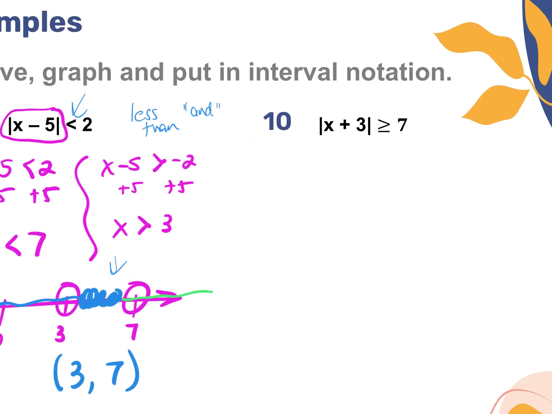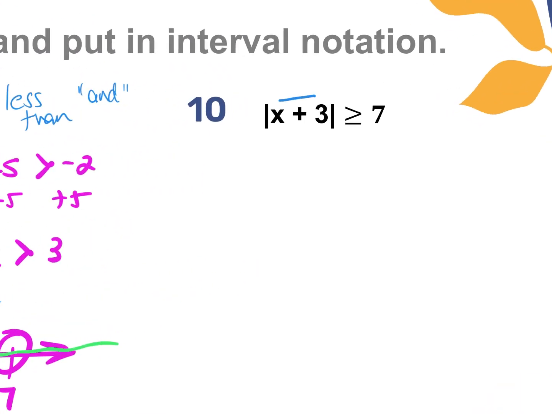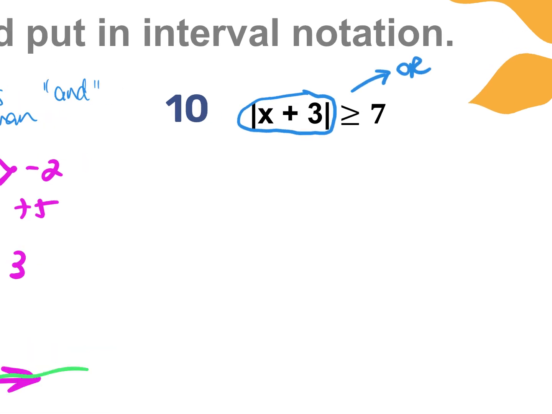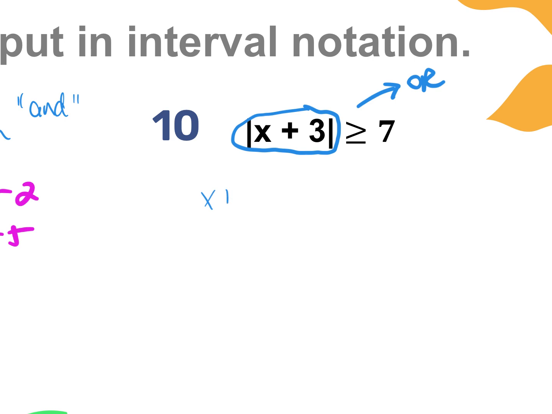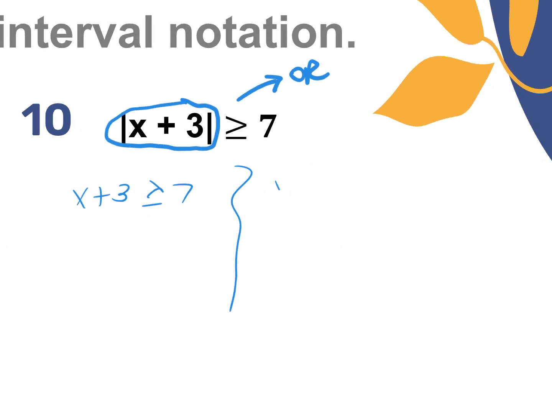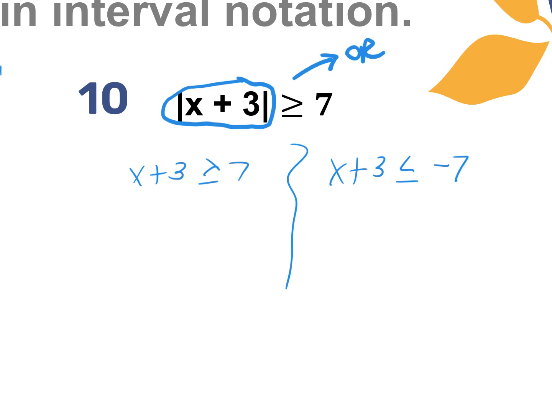Let's look at number 10. All right, isolate. Is my absolute value all by itself? Okay, what kind of a sign does this say? Greater. I'll show you what that means in a second. So let's go ahead and rewrite this 2 times. I have x plus 3, just exactly how you see it, greater than or equal to 7. And then I have x plus 3 is what? Less than or equal to negative 7. Perfect. So solve.